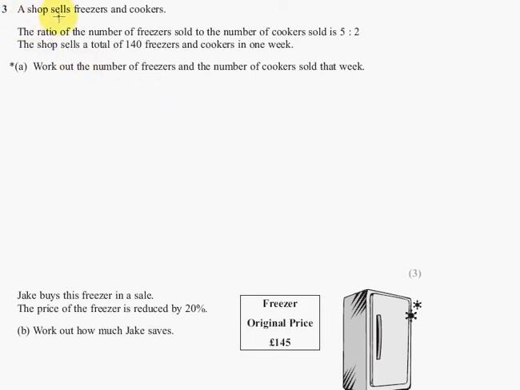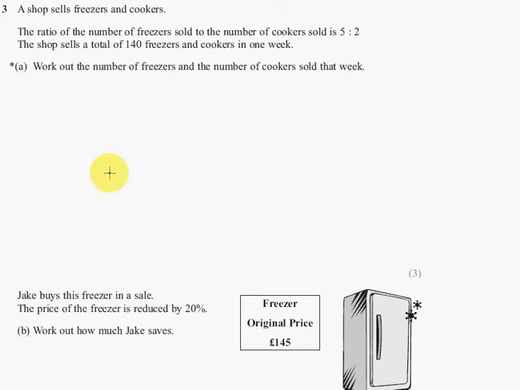Question 3. A shop sells freezers and cookers. The ratio of the number of freezers sold to the number of cookers is 5 to 2. The shop sells a total of 140 freezers and cookers in 1 week. Part A says work out the number of freezers and the number of cookers sold that week.